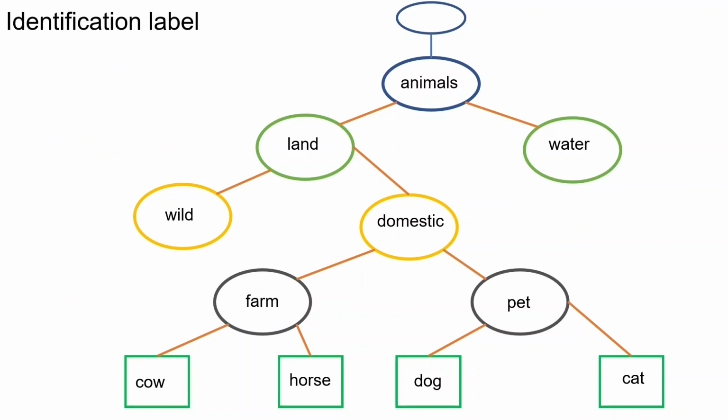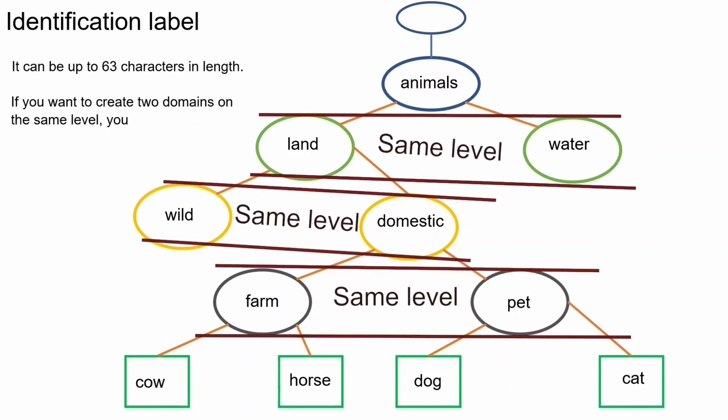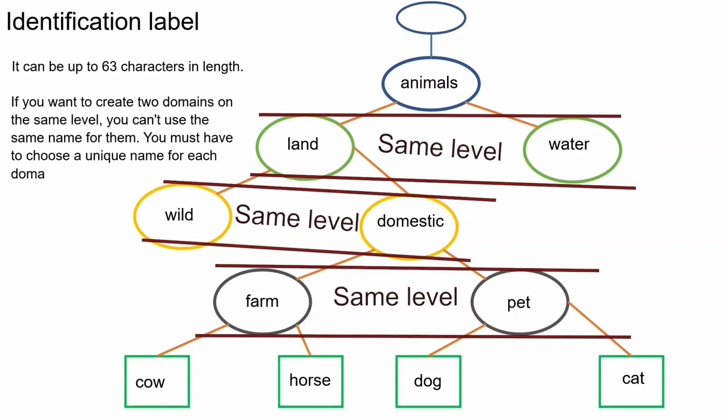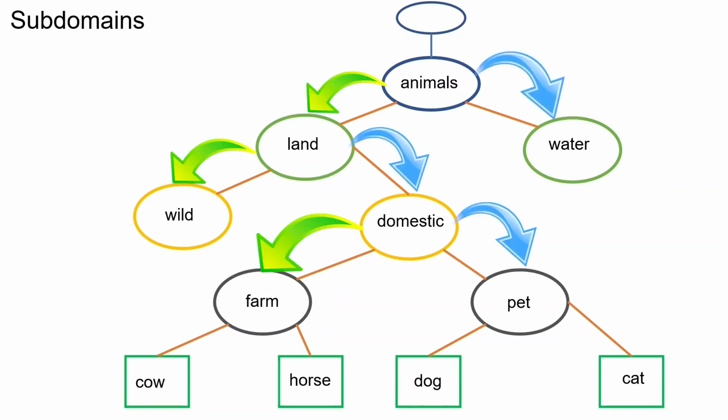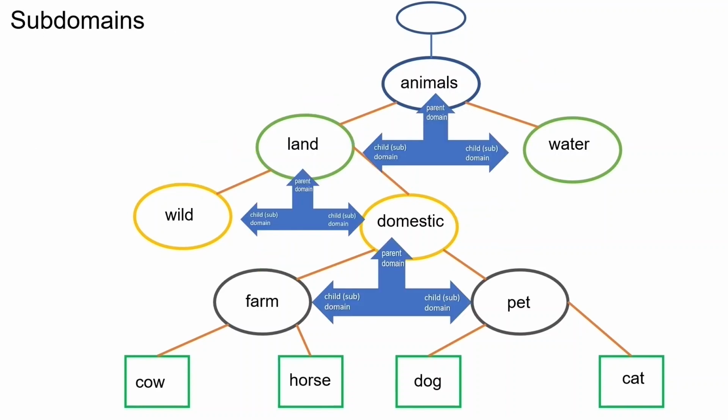There are some rules for it. It can be up to 63 characters in length. If you want to create two domains on the same level, you cannot use the same name for them. You must choose a unique name for each domain on the same level. It can't be a null character. A null character is reserved for the root domain. You can create multiple levels of domains. If a domain is a child of another domain, it is called a subdomain.